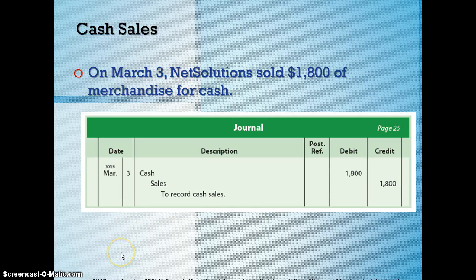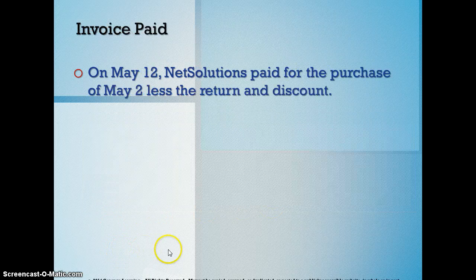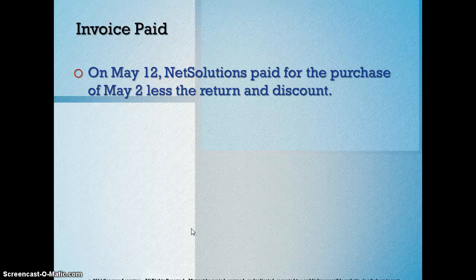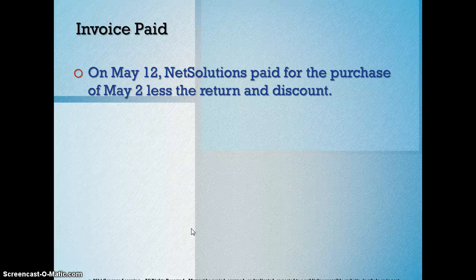And they don't show it here, but they show it in your book on page 218. Okay. So we're going to reduce accounts payable by the $2,000 balance. We're going to cut a check for $1,960. And we're going to reduce our inventory value by $40 because that's the amount of the discount that we took.